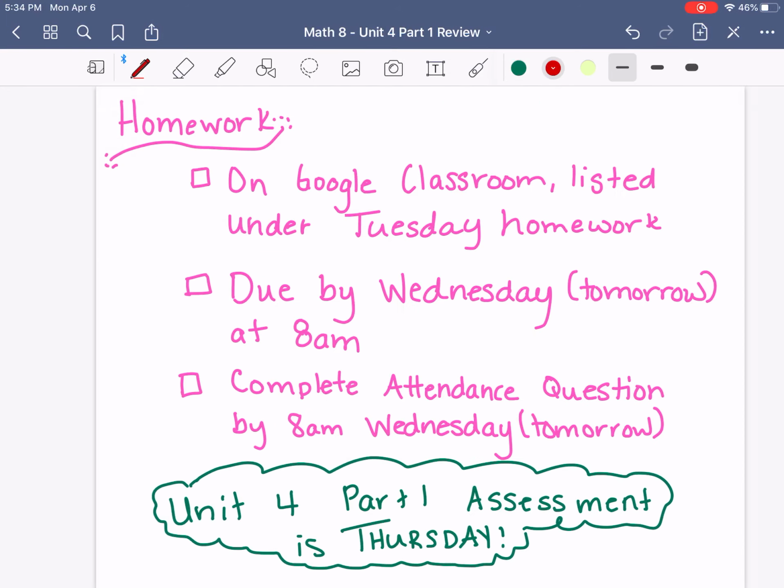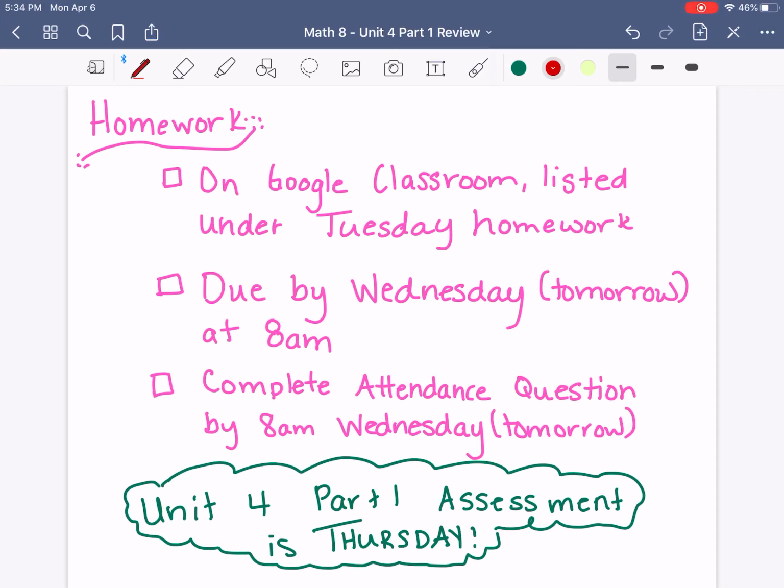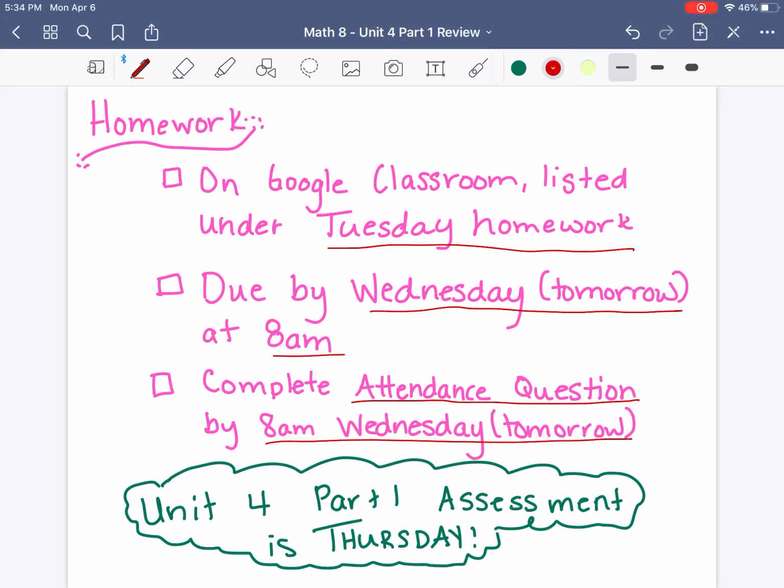Yay! All right. So your homework, you have a few problems to work on tonight in Google Classroom listed under Tuesday homework. Okay, don't forget it is due by Wednesday, which is tomorrow at 8 a.m. And make sure you also complete the attendance question by 8 a.m. tomorrow. Don't forget that. The Unit 4 Part 1 assessment is Thursday.